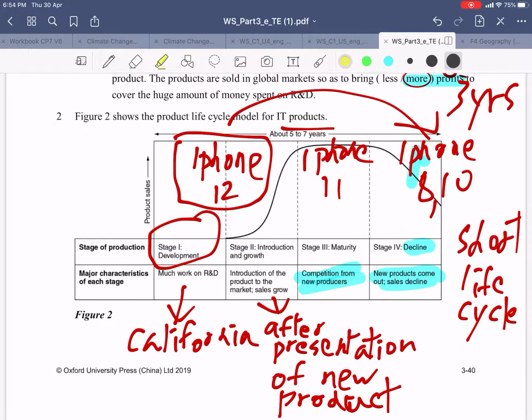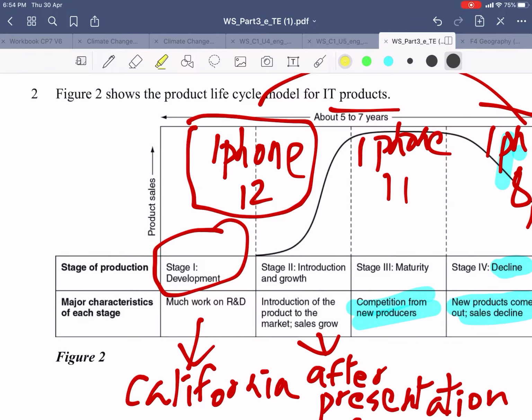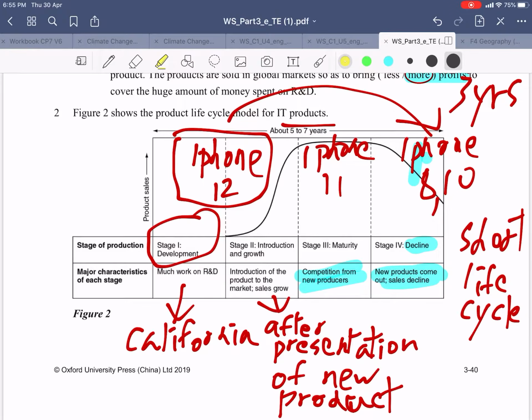This figure is talking about the life cycle of IT products. What's happening here? It's talking about how a new product is introduced into the market and how it ends up. For example, maybe we have iPhone 12. I don't know whether we have iPhone 9 or iPhone 12 or not, because I don't know the exact name. No matter whether it is iPhone 12 or iPhone 9, just regard it as iPhone 12. Don't try to argue with me, no time for that.